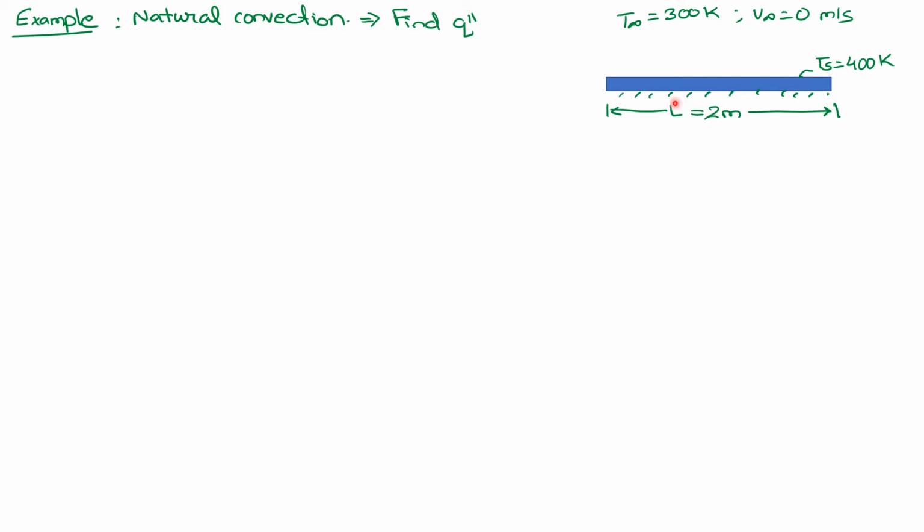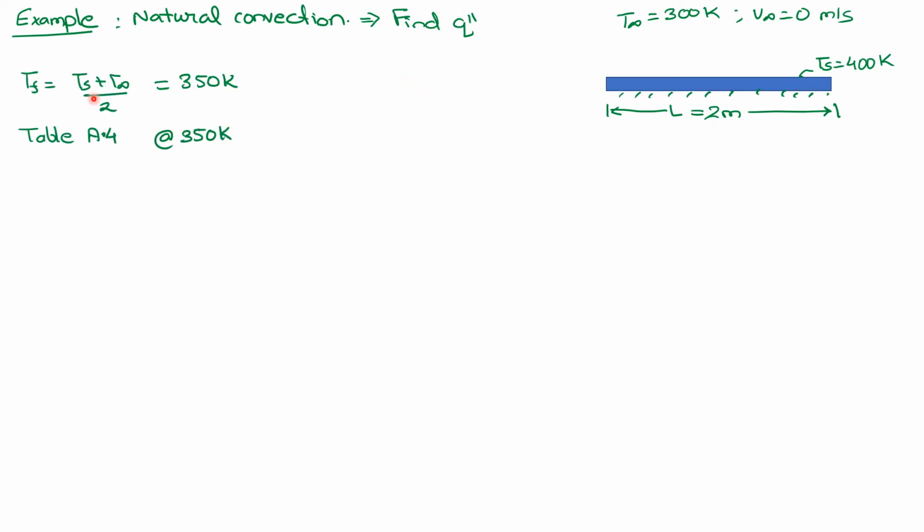So in this scenario, it's obvious that we will have heat transfer due to natural convection because there isn't any movement of air. There isn't any air being forced to flow over this plate, so we'll have natural convection, and we need to find our Q double prime, that's the heat flux. So we don't know what our values for thermal conductivity or heat transfer coefficients are. The only thing we know is the dimension of the plate and the surface and the surrounding temperature.